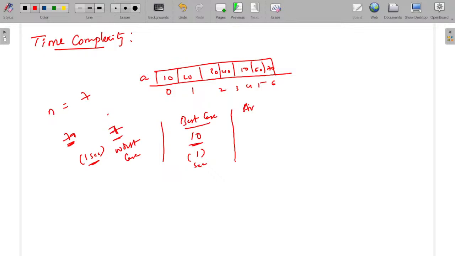And what about the average case? The average case is the average amount of time it is going to take in order to find an element. For example, if I've been asked to find 30 here, what is the number of comparisons you are going to perform? 3. And what is the size of the array? Which is 7. So the average time complexity for this problem is 3 seconds. So this is what time complexity is. Time complexity is nothing but the amount of time it is going to take to complete the execution of a given algorithm or program. So that we call time complexity.